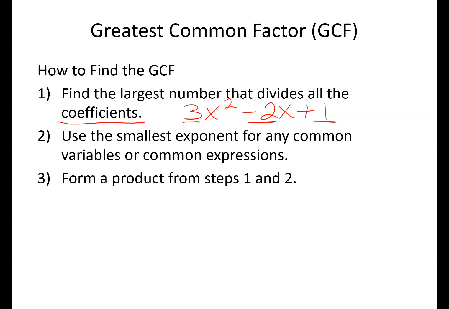So you're going to look at those numbers, find the largest number that divides all of them. The second step says use the smallest exponent for any common variables or common expressions. So if I had an x to the 5th in one term and an x cubed in a separate term, then I would use the x cubed because the 3 is smaller. I would use the x cubed in my GCF. So the important thing there is to remember to use the smallest exponent for common variables. And then you'll multiply what you got on step 1 and 2, and that will be your GCF.